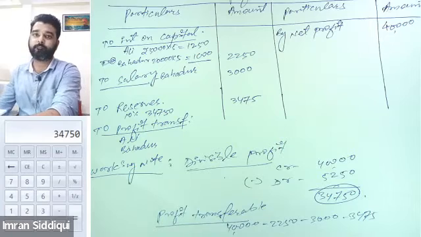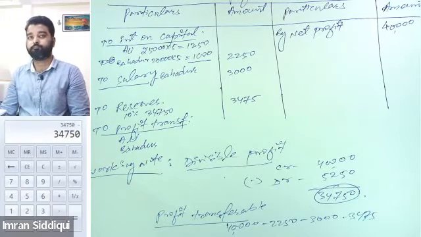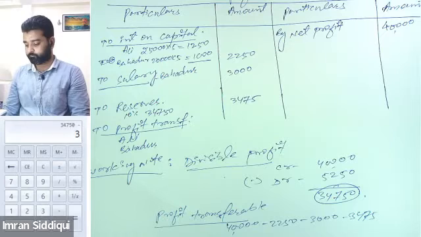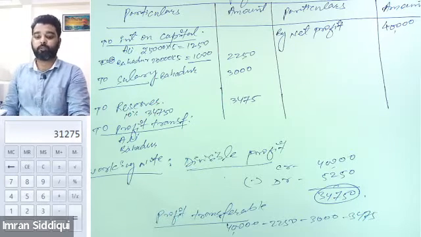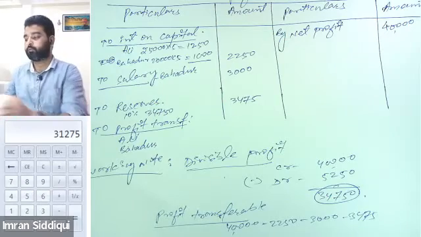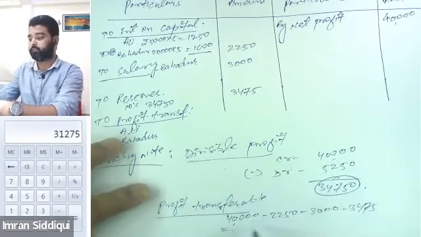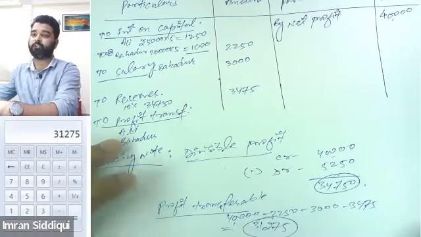Remaining profit will be 31275. This amount needs to be divided among the partners.